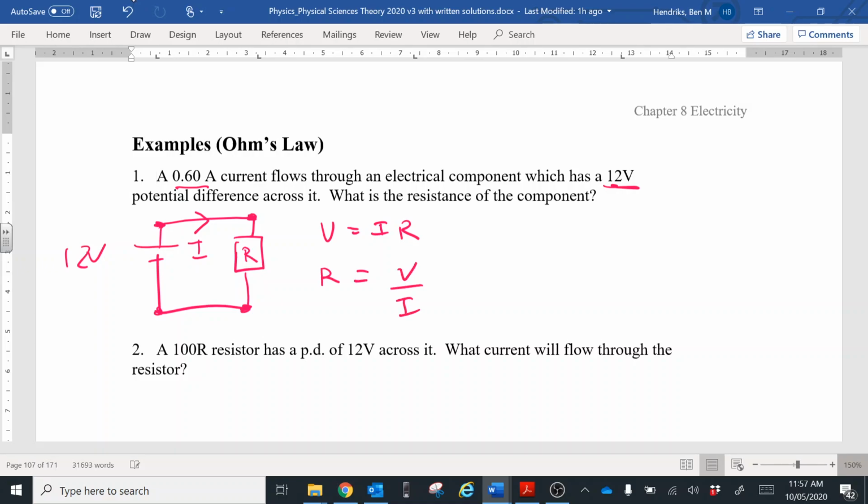V over I. So we've got 12 volts divided by 0.60 amps, and that gives us a total of 20 ohms. So we've got a 20 ohm resistor, or a component with 20 ohms resistance in there.